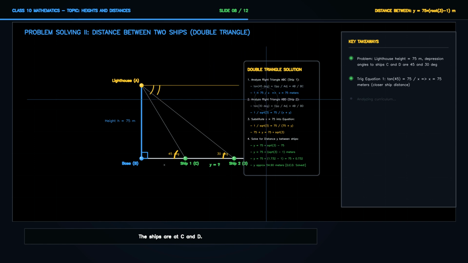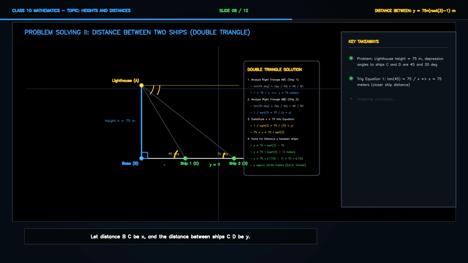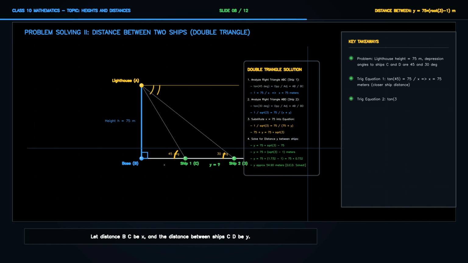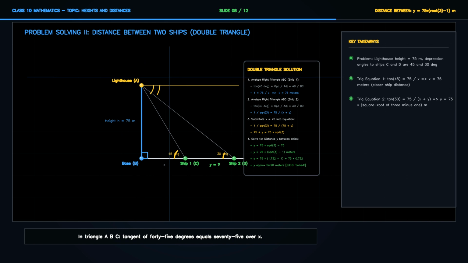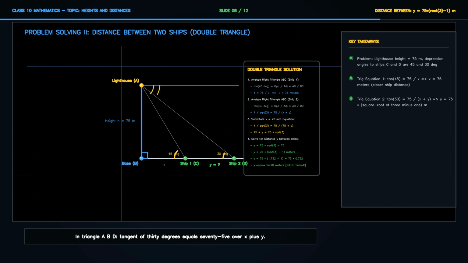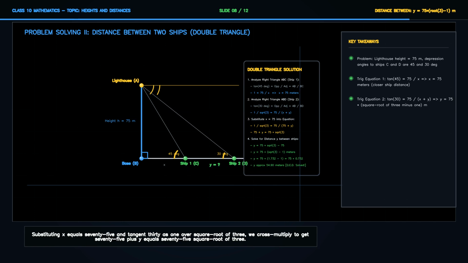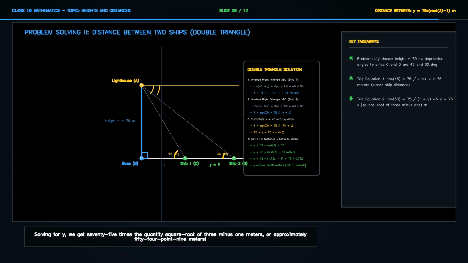In triangle ABC, tangent of 45 degrees equals 75 over x. Since tangent 45 is 1, x equals 75 meters. In triangle ABD, tangent of 30 degrees equals 75 over x plus y. Substituting x equals 75 and tangent 30 as 1 over square root of 3, we cross-multiply to get 75 plus y equals 75 square root of 3. Solving for y, we get 75 times the quantity square root of 3 minus 1 meters, or approximately 54.9 meters.